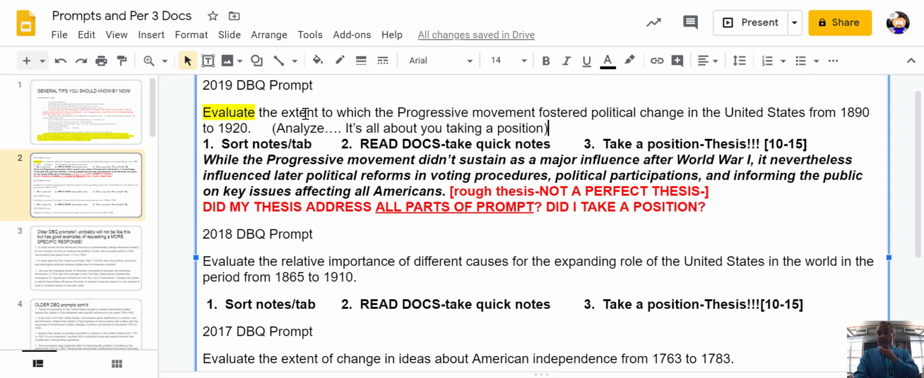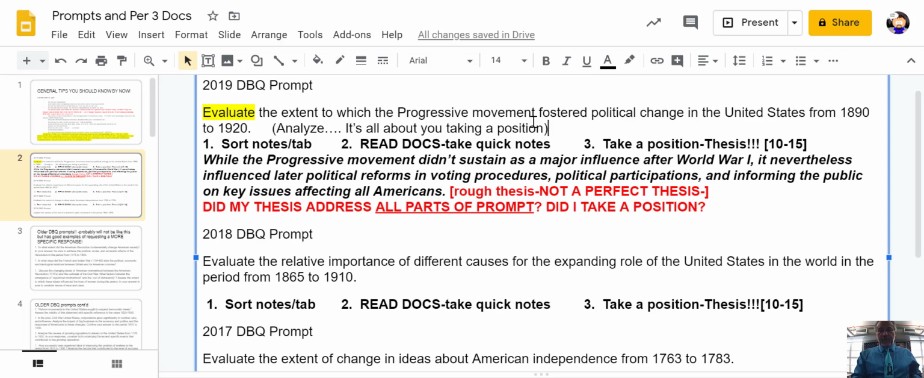And sometimes I had to read the prompt at least 2 or 3 times just to make sure I'm taking it easy and I know what's going on. And these are the last DBQ prompts in here. This is why you see the progressive and imperialism as the last 2 DBQs; you probably will not see them on your test on May 15th. Doesn't mean you can't study that.